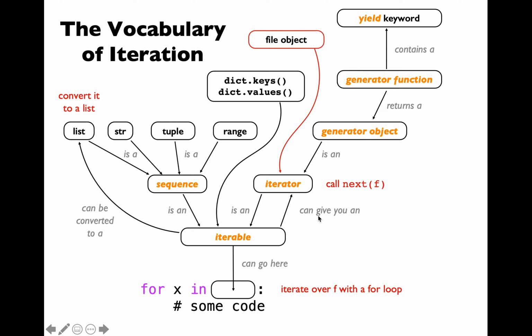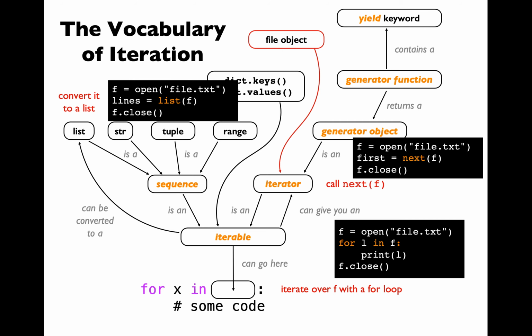You should be able to call the next function because it's an iterator. Since an iterator is iterable, you should be able to use it in a for loop of this format. And you should also be able to convert it into a list. So let me give you examples for all of these here. The first example uses next.